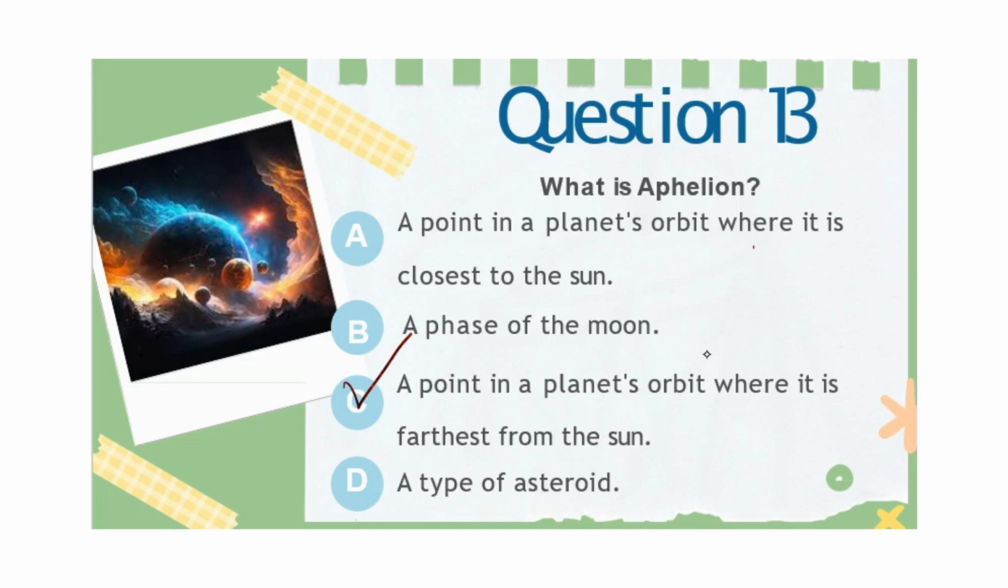the sun. So the statement number A, that is a point in a planet's orbit where it is closest to the sun, this phenomenon is known as perihelion. So you can remember closest means पास आना. तो pass matlab perihelion, okay? So when it is farthest from the sun, it is known as aphelion. And when it is closest to the sun, it is known as perihelion. So let's move to question number 14.